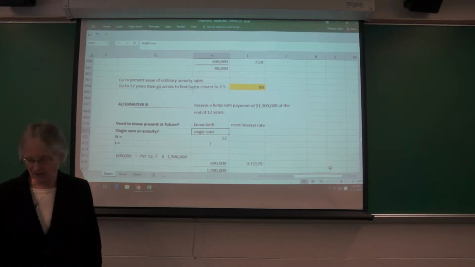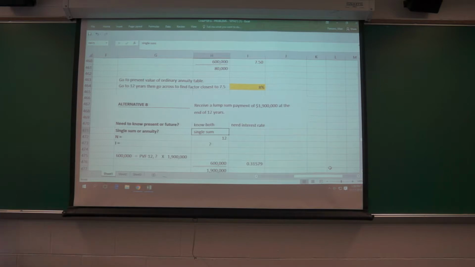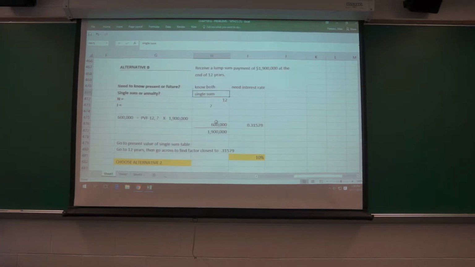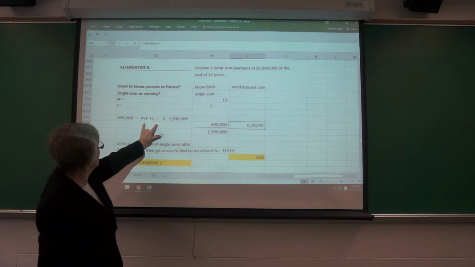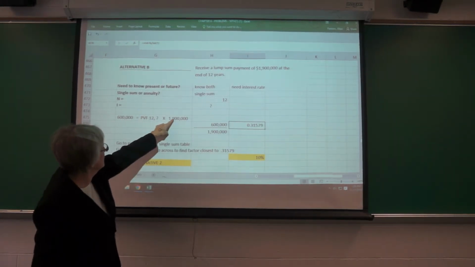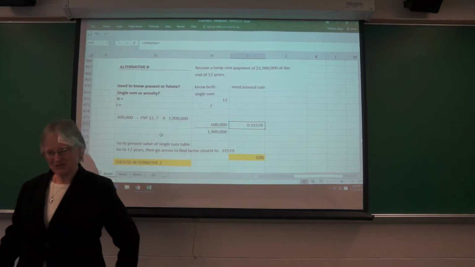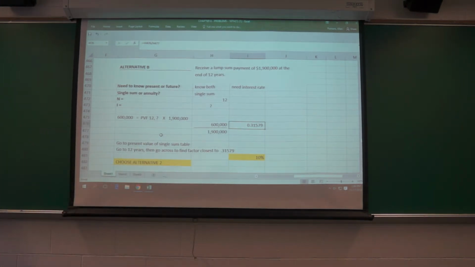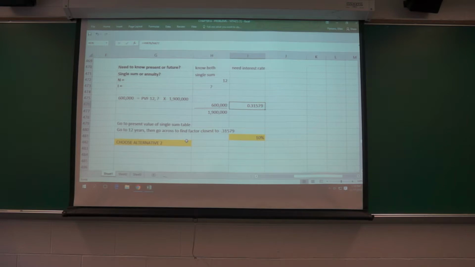And so we go through the same process: we do the 600 divided by the 1.9, which gives us the factor. We're just solving an ordinary math problem. You could call this x if you wanted to. So you're just going 600 divided by this equals x, the factor that you're looking for. And when you go across 12 years on the single sum table, you're going to get 10%.